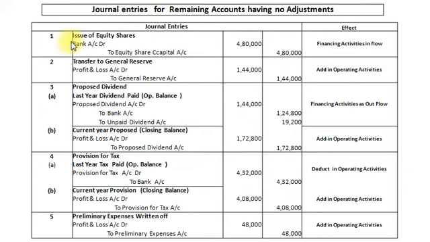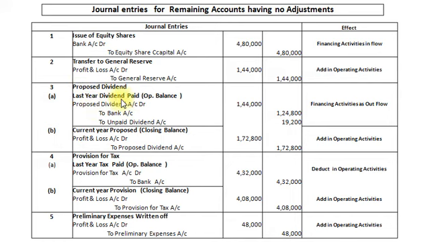First of all, equity shares issue. Bank account debit to equity share capital account rupees 4,80,000 and effect in financing activities as cash inflow. Number 2, transfer to general reserve. Our accounting entry: profit and loss account debit to general reserve account rupees 1,44,000 and effect in operating activities will be added in profit. Next, proposed dividend.